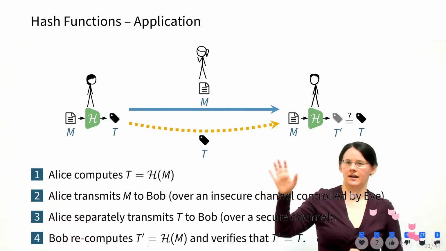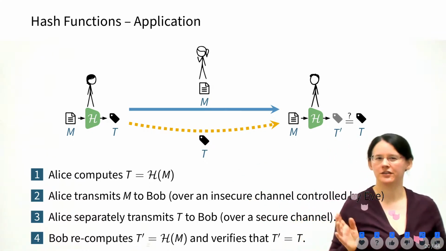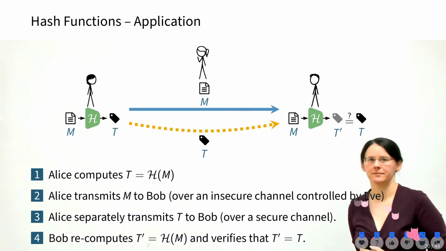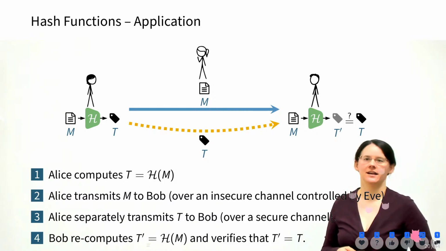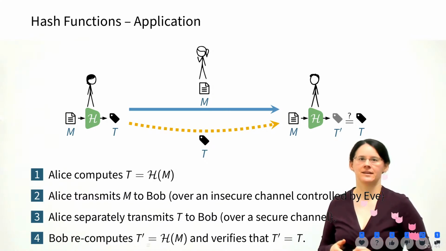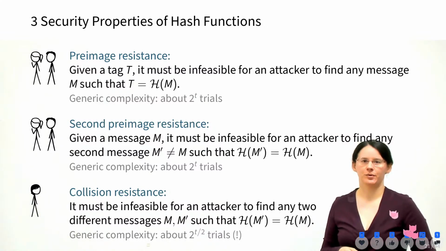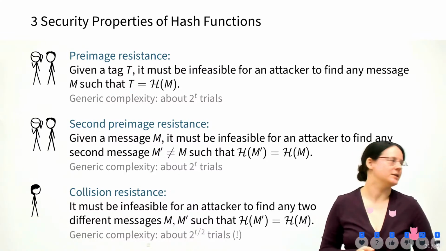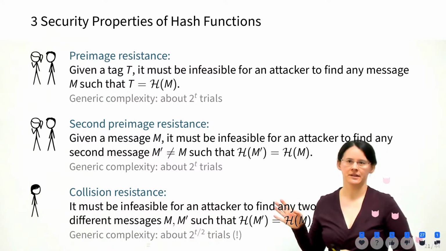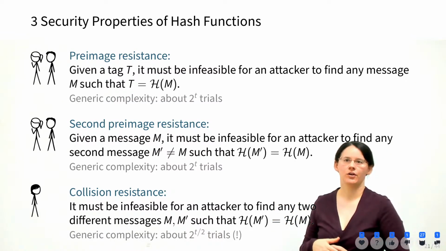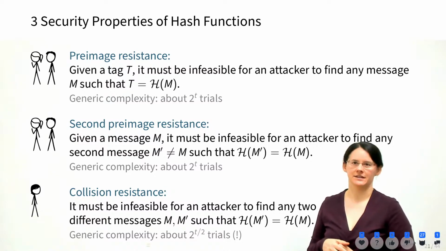Okay, so that's how to use a hash function generally. There are a lot of individual examples that are slightly different. Now, how can we measure that a hash function is secure? There are three very, very important classical security properties for hash functions, and I've listed them here. The first one of them is the so-called pre-image resistance.